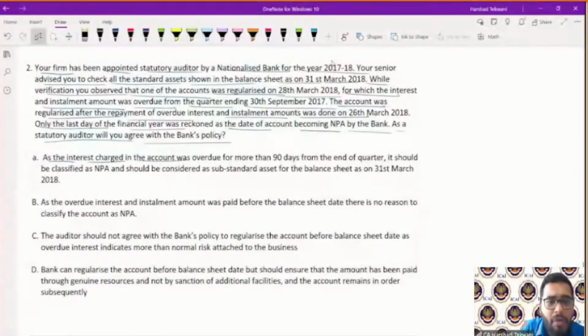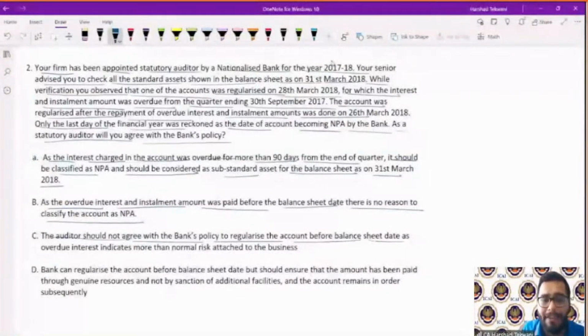As the interest charge in the account was overdue for more than 90 days from the end of the quarter, it should be classified as NPA and should be considered as a substandard asset for the balance sheet on 31st March 2018. As the overdue interest and installment amount was paid before the balance sheet date, there is no reason to classify the account as NPA. The auditor should not agree with the bank's policy to regularize the account before the balance sheet date, as overdue interest indicates more than the normal risk attached to the business. 4. The bank can regularize the account before the balance sheet date, but should ensure that the amount has been paid through genuine resources and not by sanctioning additional facilities, and the account remains in order subsequently.